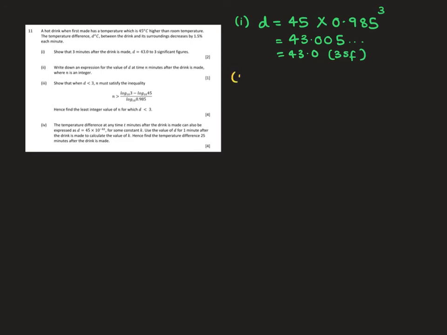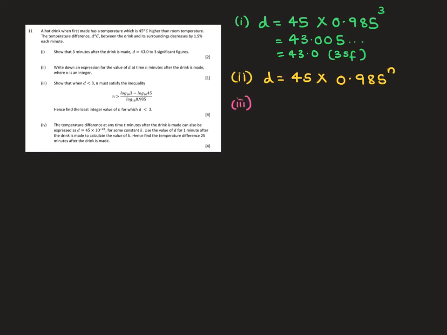Part 2, you've got to generalise this. Write down an expression for the value of D at time n minutes after the drink is made. So the difference is 45 multiplied by the multiplier 0.985 raised to the power of n. And there we are.